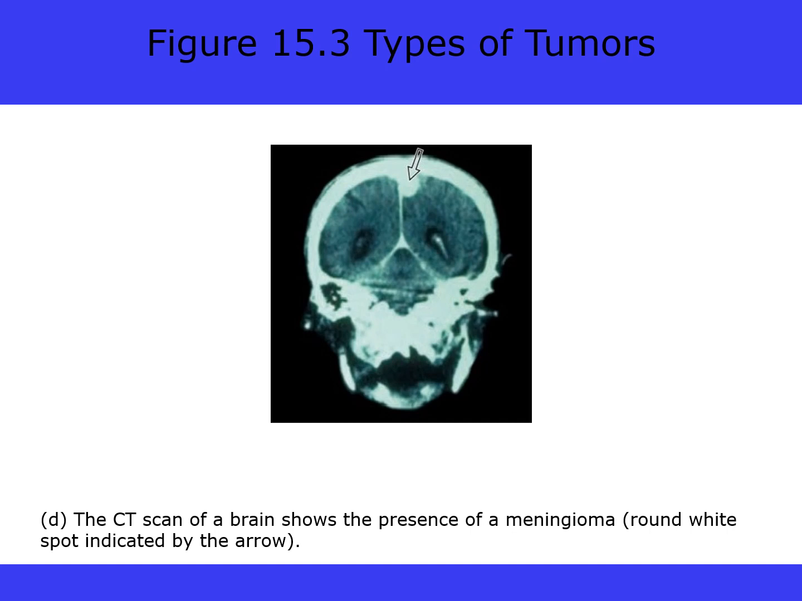Here we're taking a look at a CT scan. You can see the arrow pointing to a meningioma. That is the round white area there. So I wanted to show you what this looks like on a CT scan.